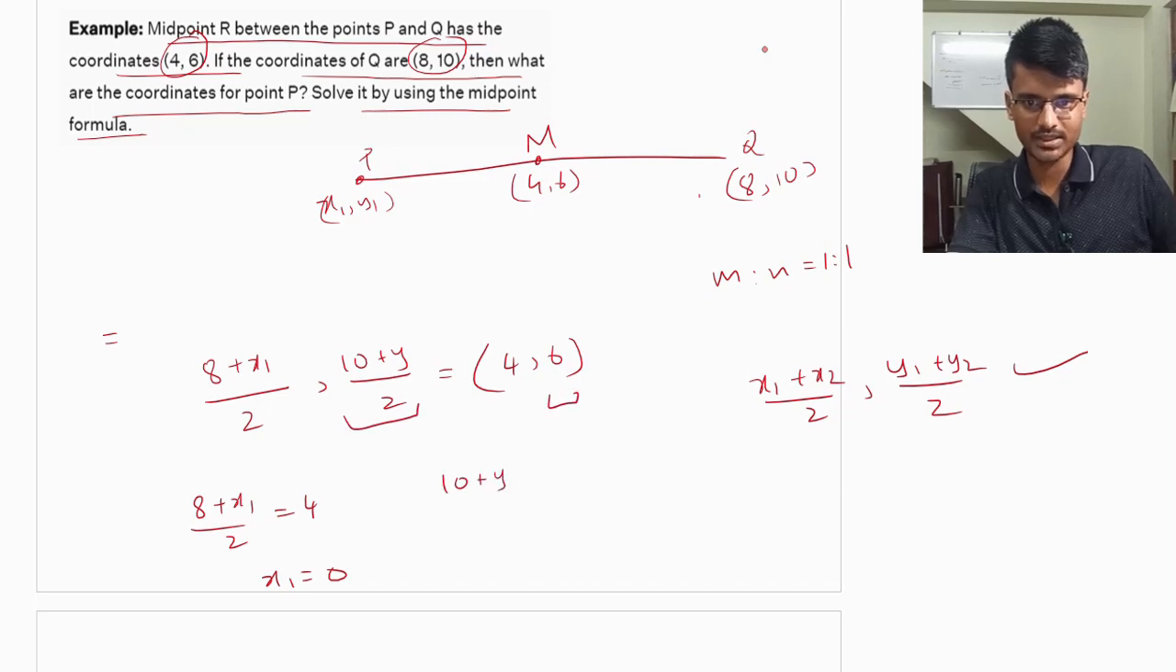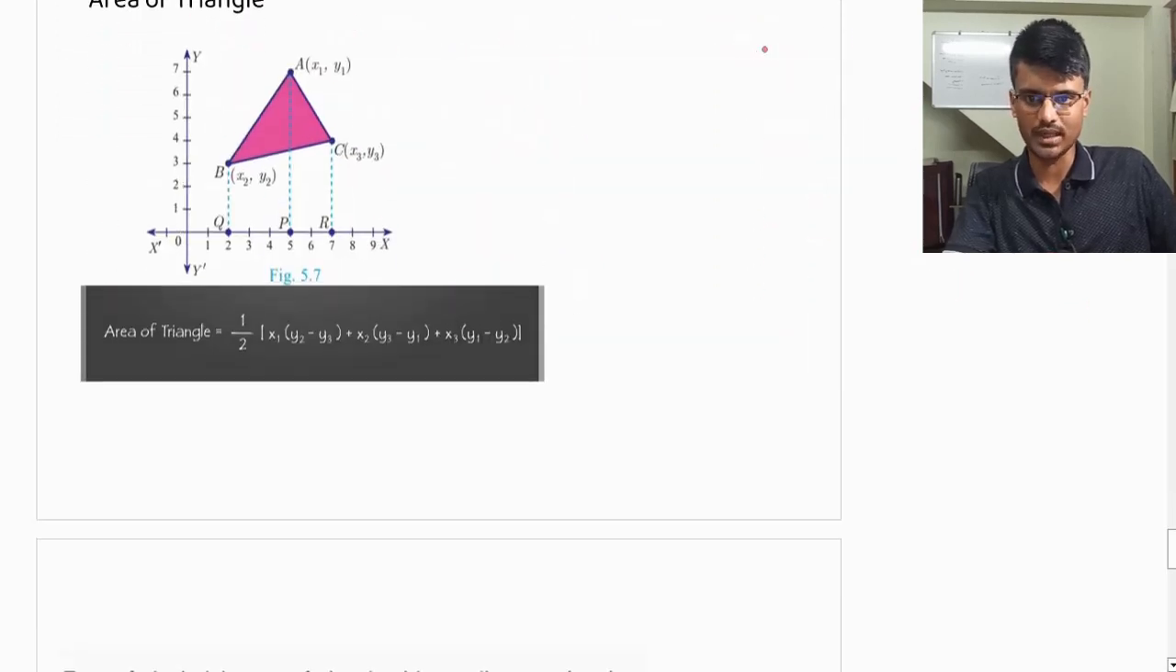10 plus y1 by 2 is equal to 6, which will give me y1 is equal to 2. So the coordinates of point P are nothing but 0 comma 2. Okay, so this was a slightly tricky question. I hope you all understood this. Moving on, so this is the last concept.